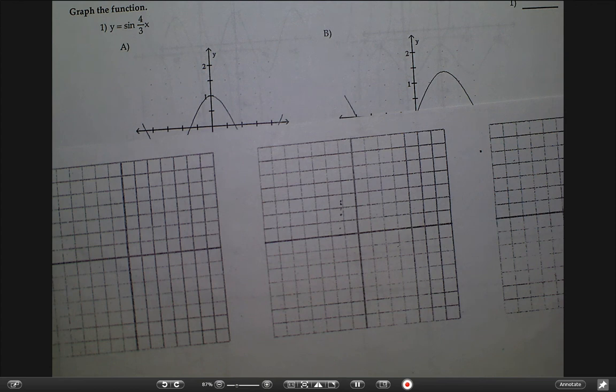Go ahead. I don't know what I have to say. All right, this is going to be the trig.